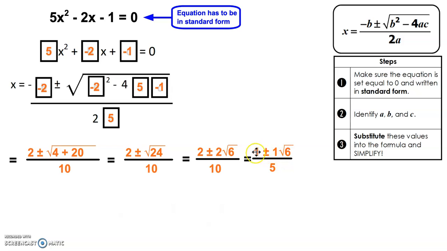Now from here I can separate my two solutions. I have one where I have 1 plus root 6 over 5 and 1 minus root 6 over 5. And those are my two solutions. I can't combine 1 and root 6 here, so I leave the expression just as it is. This is my solution. There's nothing to do to it.